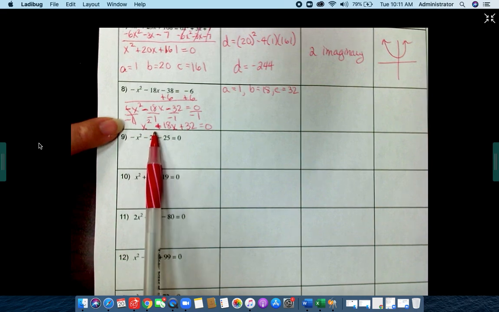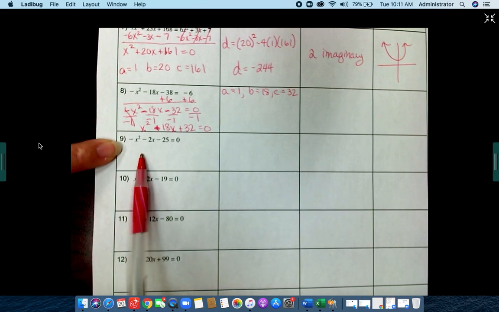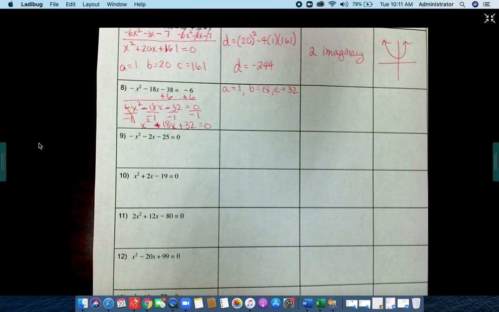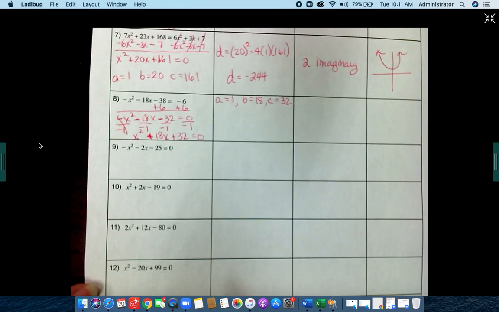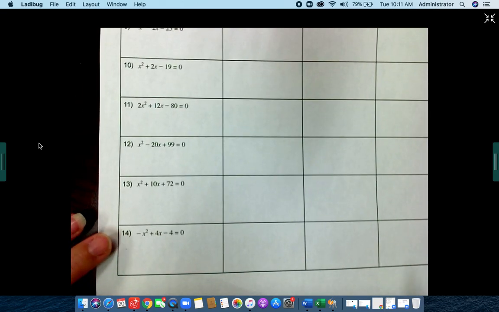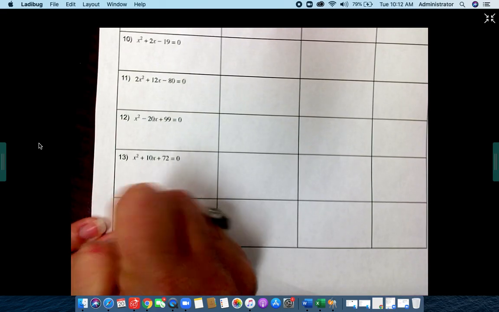So notice, because I can divide out the negative for number 8, I can also do that for number 9. So I'd want you to do that. And you're just going to keep going, guys. You're just going to go through and find the discriminant, tell me what types of roots, and then do your graph, okay? We can also divide by a negative here on 14.